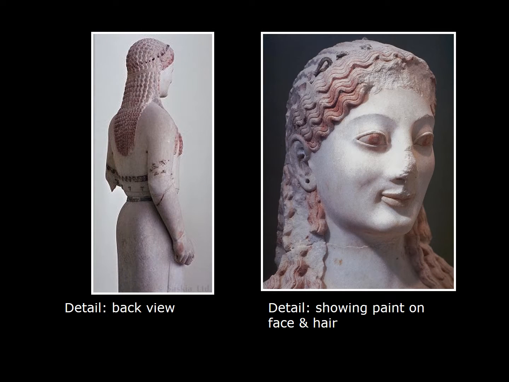Some details from the Kore. You can see the waves in her hair, the paint on the eyes, the mouth, the little smile. The Kore and the Kouros tend to have these little Mona Lisa sort of smiles. Details on the back of her garment show trim painted on it. She's softer than the Kouros. The Kouros is a little bit more masculine, a little harder lines. She's a little softer. You get the sense of a very young woman, a very beautiful woman.